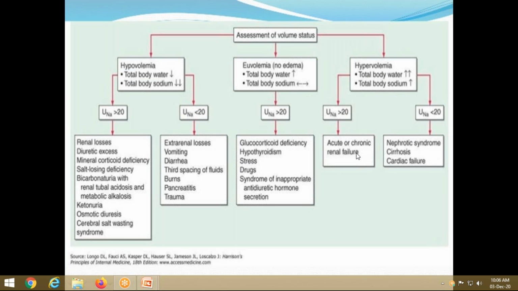Whereas in hypervolemia, renal failure, we have already discussed, right? Renal failure, nephrotic syndrome, cirrhosis, cardiac failure. So these are the causes of hypervolemic hyponatremia.